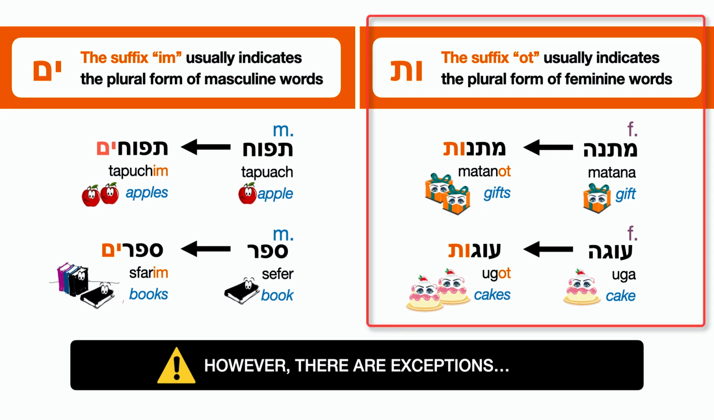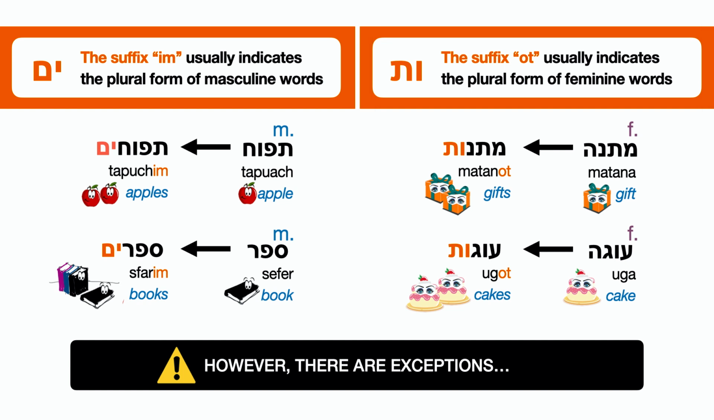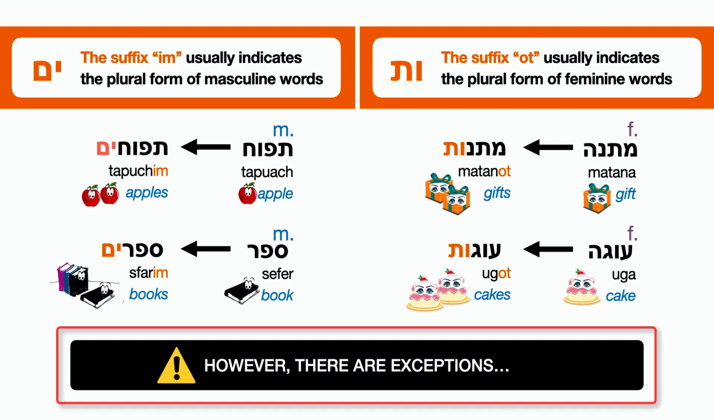On the feminine side, we said that the suffix ot usually indicates the plural form of feminine words. So matana is a feminine word which means gift. We add the suffix ot to make it matanot, that means gifts. We already saw the example of uga. Uga means cake. It's a feminine noun. And to make it plural, we add ot. So it becomes ugot. So these nouns that we're looking at here are following the general rule. However, there are exceptions.